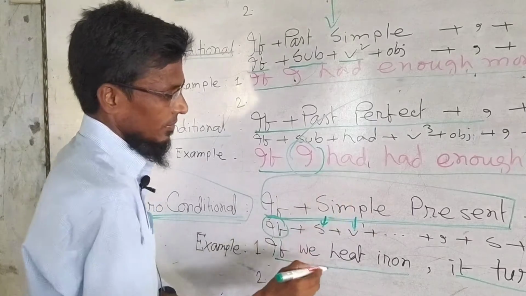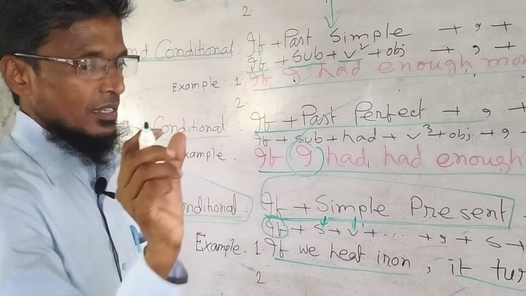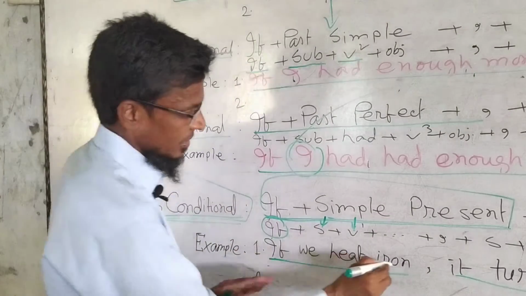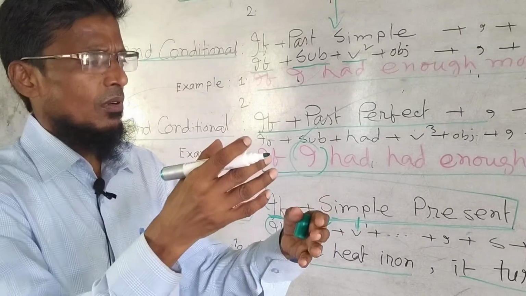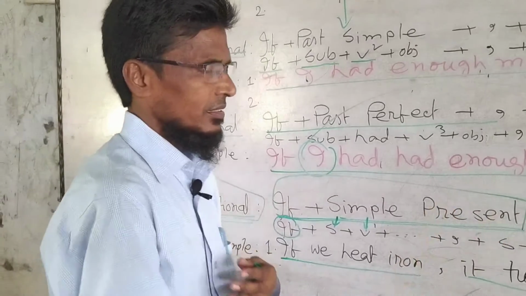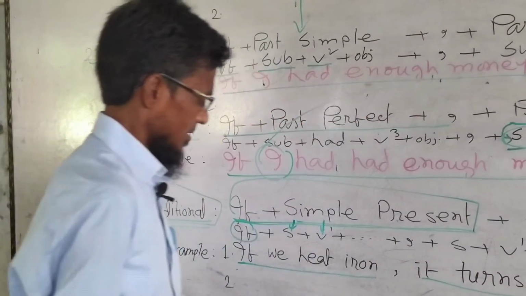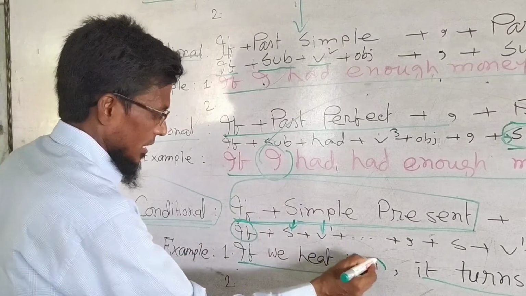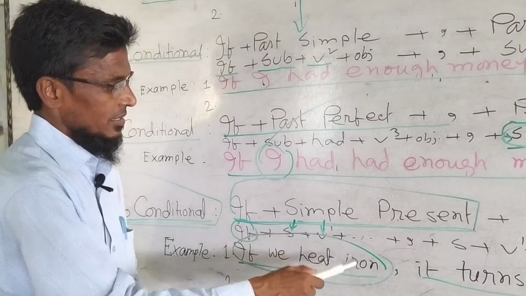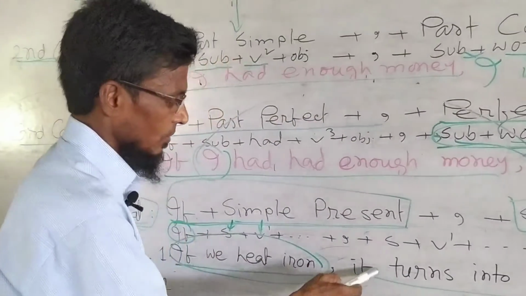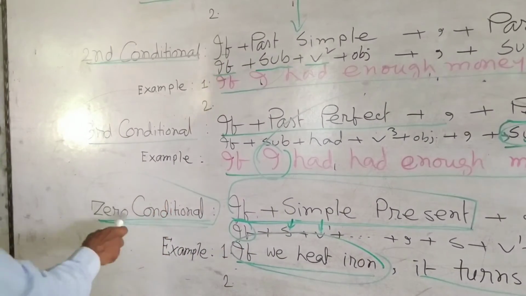The subordinate clause begins with if, then we apply this structure: subject, verb, other words or extension if you need. Such as, if we hit iron, it turns into red. So, the if clause or subordinate clause is simple present, and the other part, the main clause or principal clause, is simple present. So, it is called zero conditional sentence.